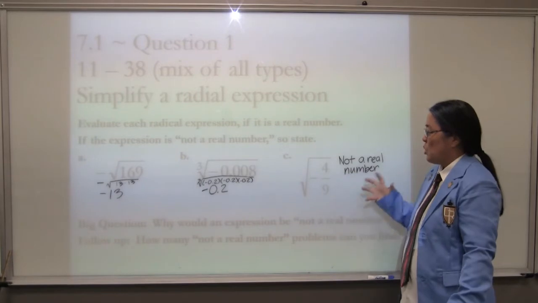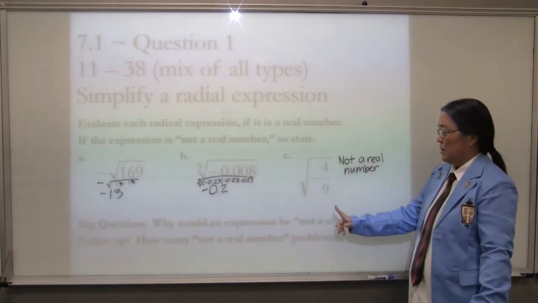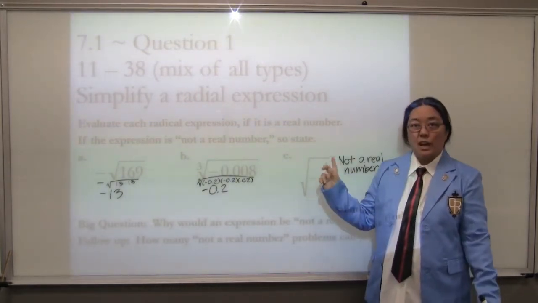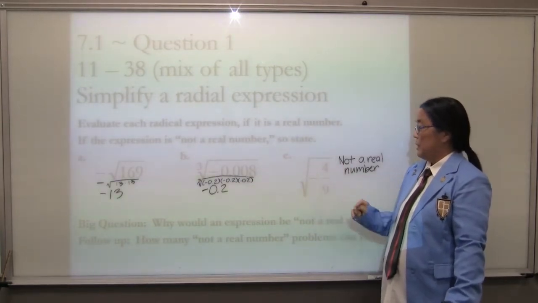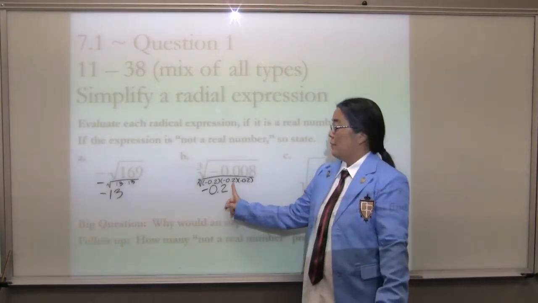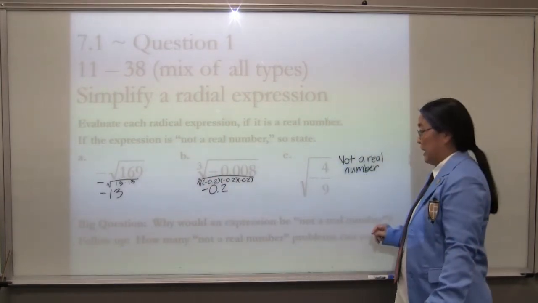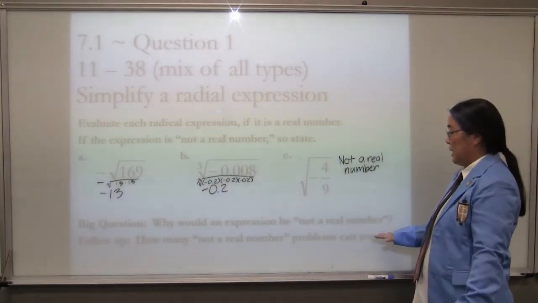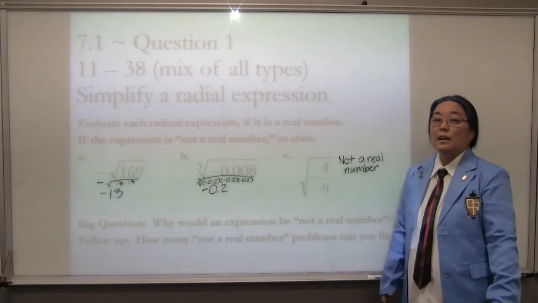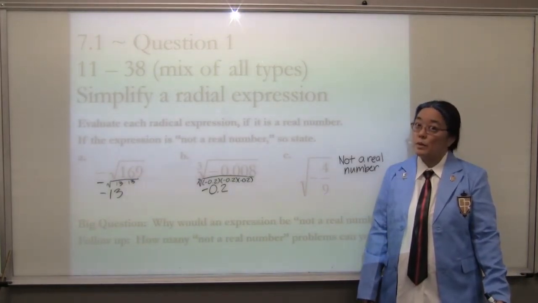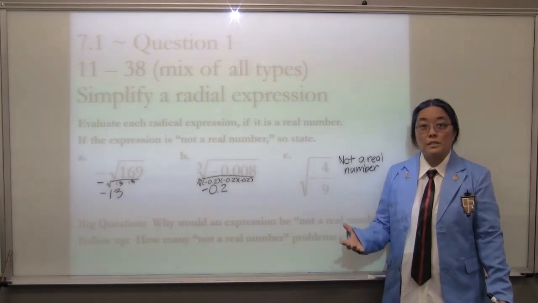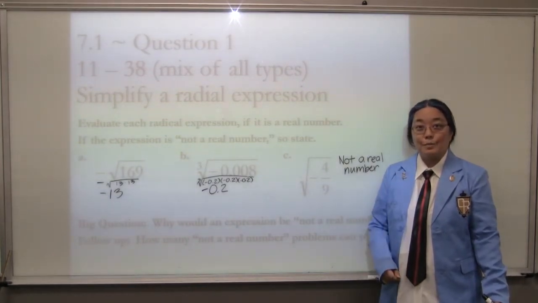Now, big question. Why would this be not a real number? It's because this is a square root, you couldn't have 2 things that multiply to give you a negative, but you could have 3 things that multiply to give you a negative. Follow up. How many not a real number problems can you find? Go take a look in your textbook. There are a lot of those problems that are not a real number because they want you to get practice on what makes it not a real number.